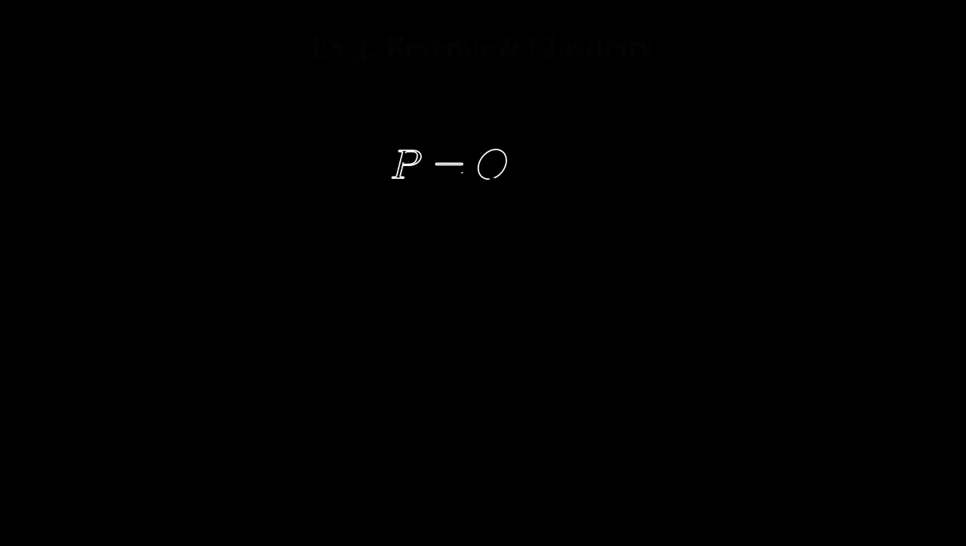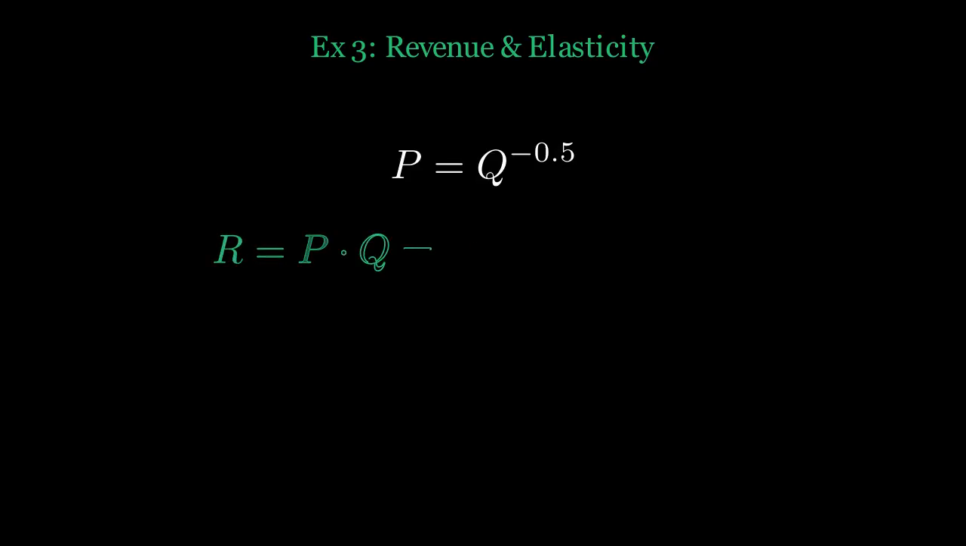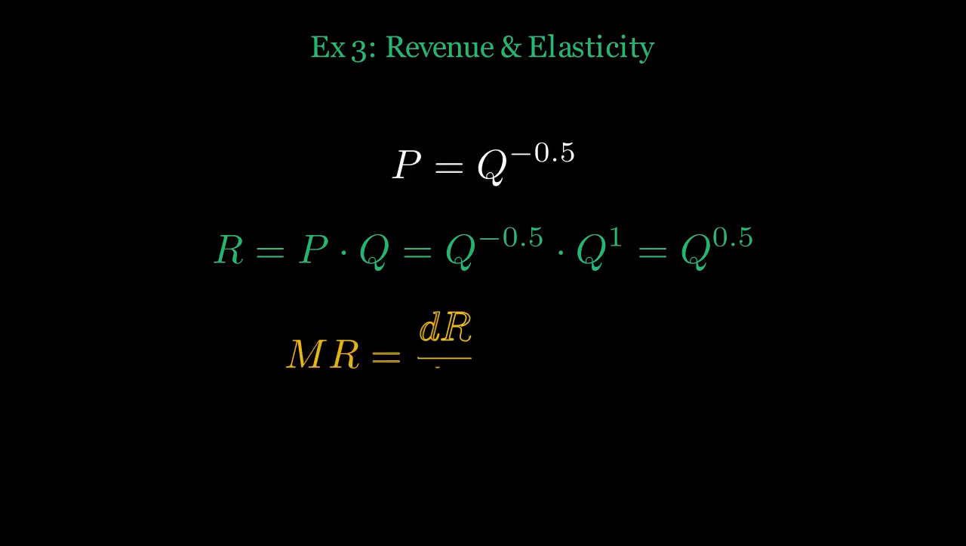The power rule also governs revenue and elasticity. If a firm faces a demand curve where price equals q^(-0.5), the total revenue, R = p times q, becomes q^0.5. The marginal revenue, found via the power rule, is 0.5 times q^(-0.5). Understanding these slopes is crucial for firms to find the profit-maximizing point where marginal revenue equals marginal cost.